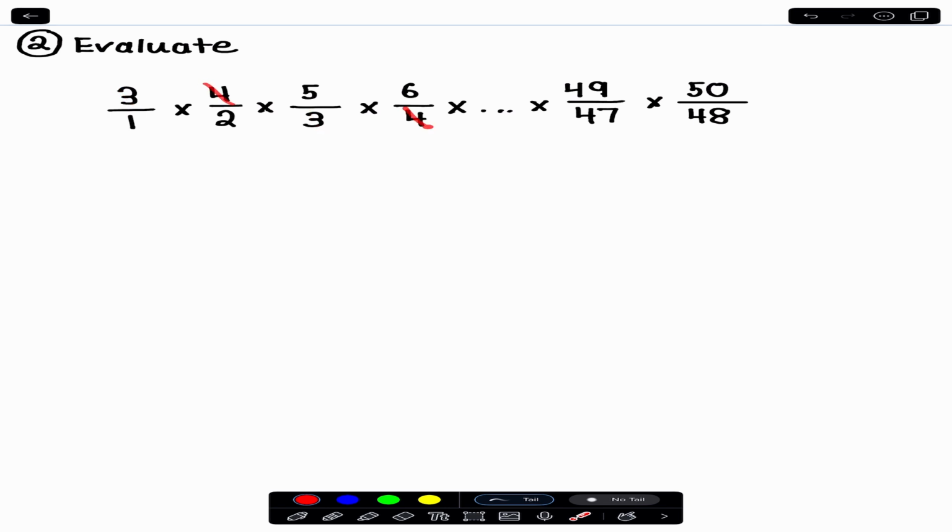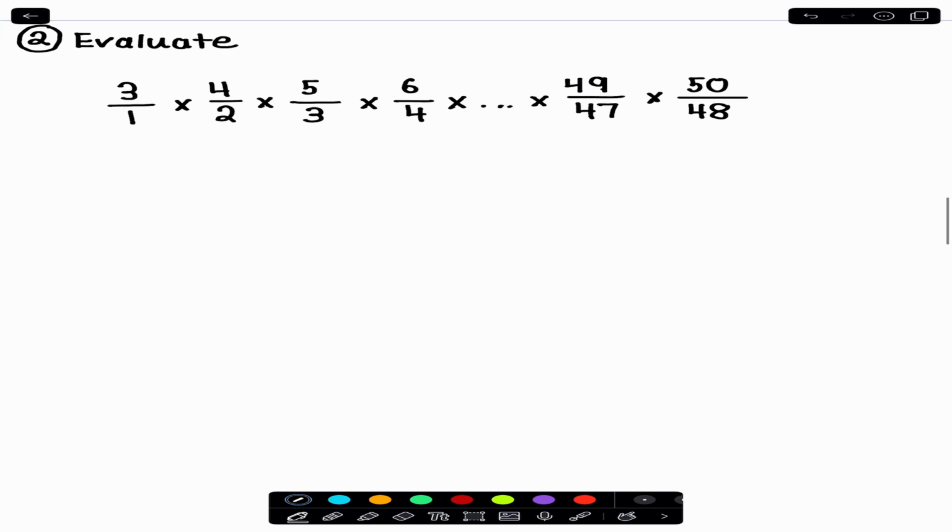We see a 4 here, it will cancel with this 4. This 5, imagine there's a 5 here, so it's going to continue. This 6 will cancel with the 6 later down the line. And this will keep on going until when? So that's the big question in telescoping. Until when? How many terms do we keep?